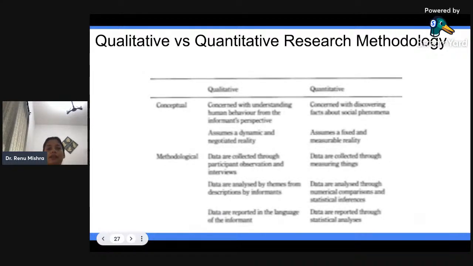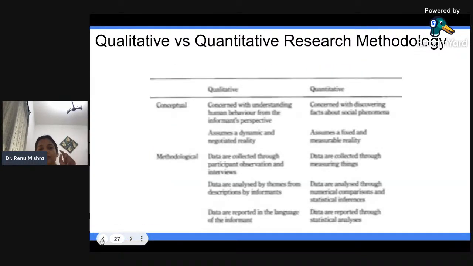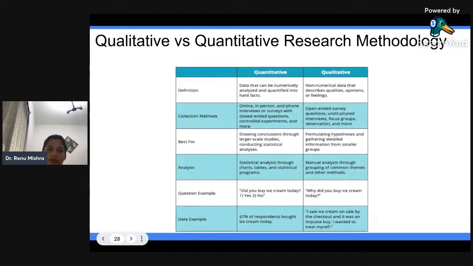Now let us have a look at qualitative and quantitative research methodology. I am so sorry the picture is not clear. Do not worry. Whenever you receive this PPT, you will get it clear. So do not worry. I have another one for you. This particular picture will tell you the difference between qualitative and quantitative.